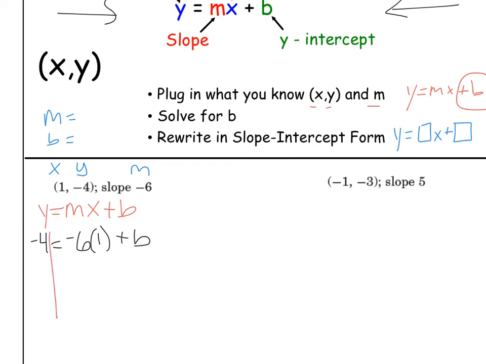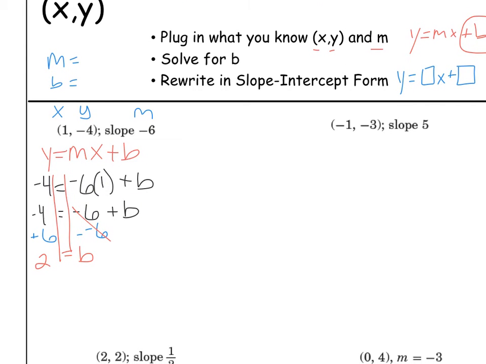Some of you are still making the train tracks. That's great. So then I get -4 is equal to -6 times 1, which is -6, plus b. Here's where a lot of you might mess up. Notice you're adding a -6. To undo that, we are going to subtract a -6, which is the same as adding 6. -4 plus 6, two more positives than negatives, goes away over here, so we get 2 = b.